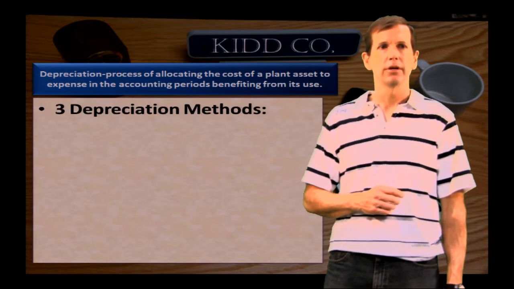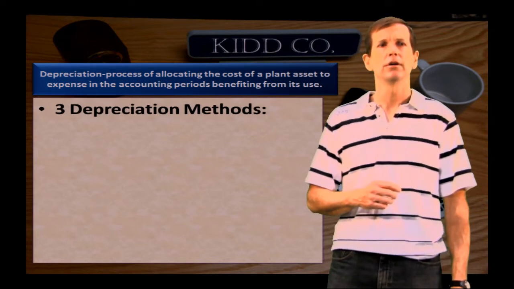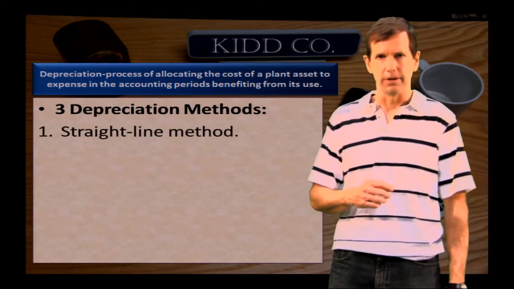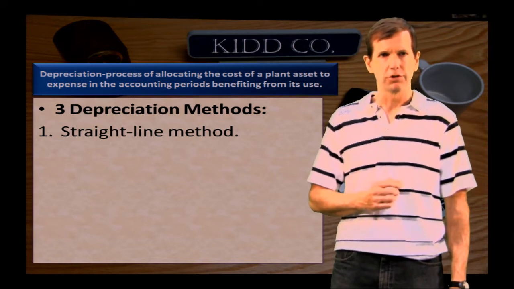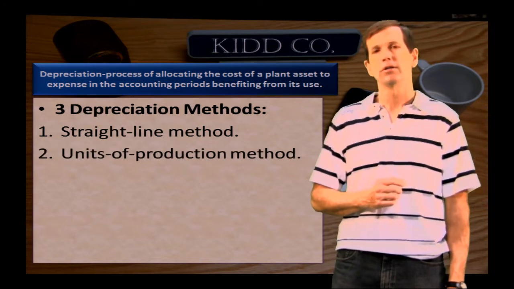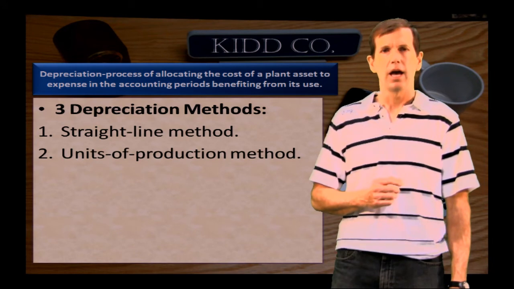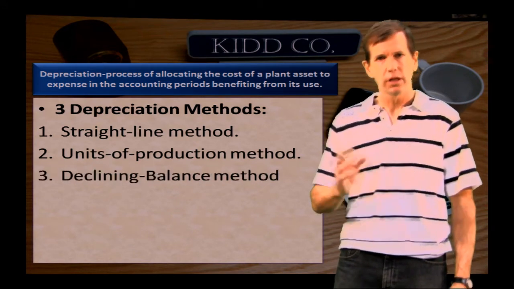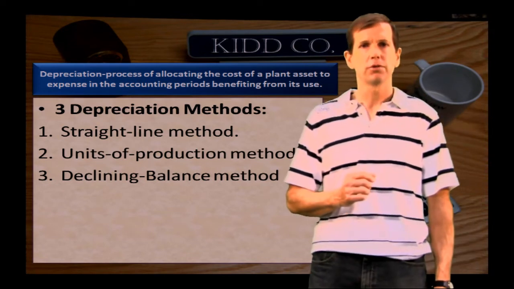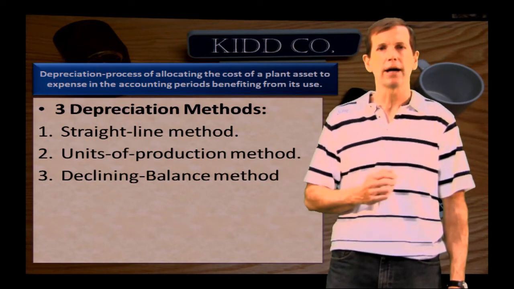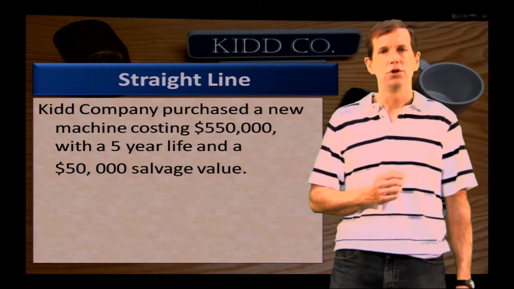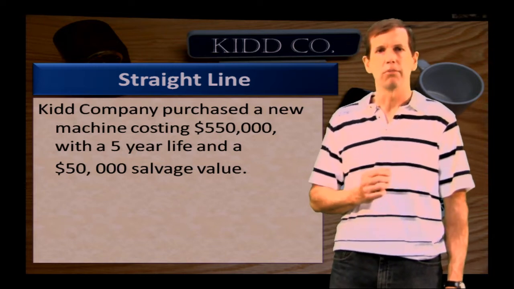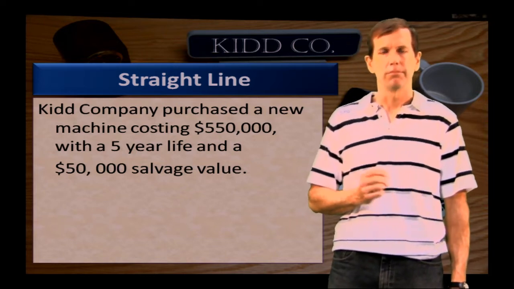The first method is called the straight line method. We're going to go through an example of the straight line. The second method is called the units of production method, and the third one is called the declining balance method. So let's take one at a time. Let's start with straight line, and let's do an example. We're going to go back to the Kidd Company and do an example here. We use the same example for each of the three methods.